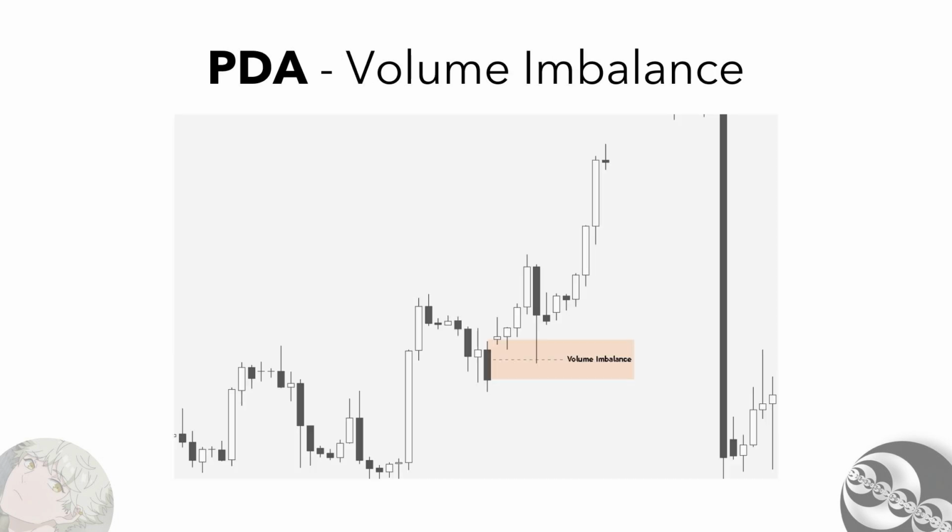There's another PD array that's similar to these, but instead of using the gaps in a candle, we use the gaps between the candles. This is called a volume imbalance and is when the close of a candle and the open of the next candle are not at the exact same price. I don't use this one often, but identifying these volume imbalances on the higher time frame can help you frame your drawn liquidity for the day.